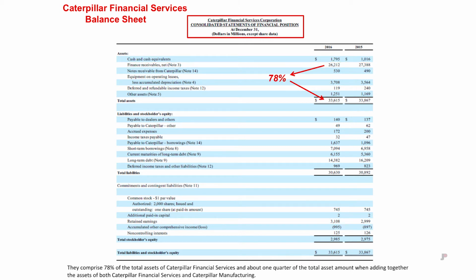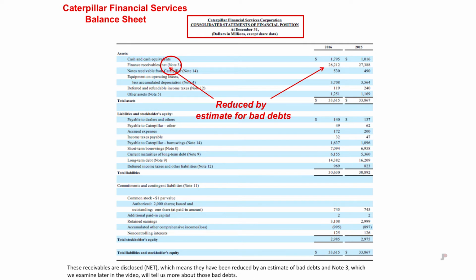They comprise 78% of the total assets of Caterpillar Financial Services, and about 1/4 of the total asset amount when adding together the assets of both Caterpillar Financial Services and Caterpillar Manufacturing. These receivables are disclosed net, which means that they have been reduced by an estimate of bad debts. And Note 3, which we examine later in the video, will tell us more about those bad debts.